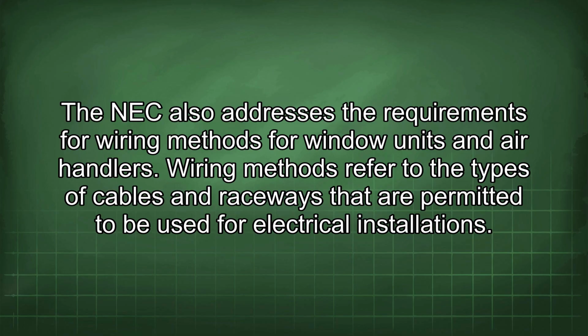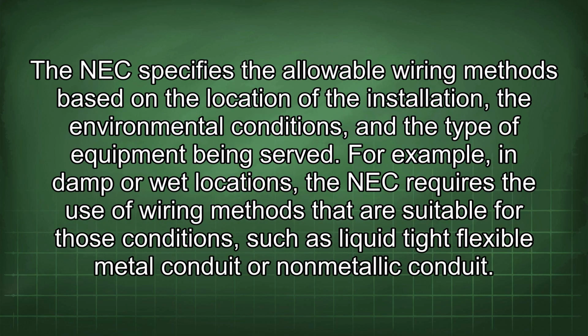The NEC also addresses the requirements for wiring methods for window units and air handlers. Wiring methods refer to the types of cables and raceways that are permitted to be used for electrical installations. The NEC specifies the allowable wiring methods based on the location of the installation, the environmental conditions, and the type of equipment being served. For example, in damp or wet locations, the NEC requires the use of wiring methods that are suitable for those conditions, such as liquid-tight flexible metal conduit or non-metallic conduit.